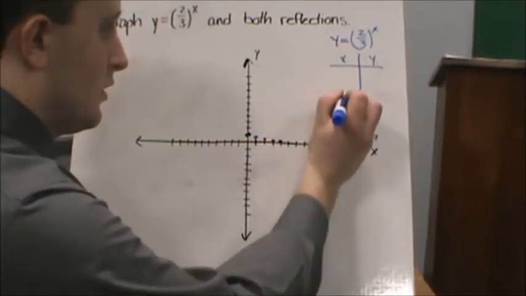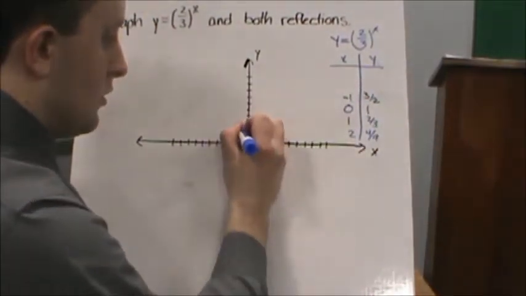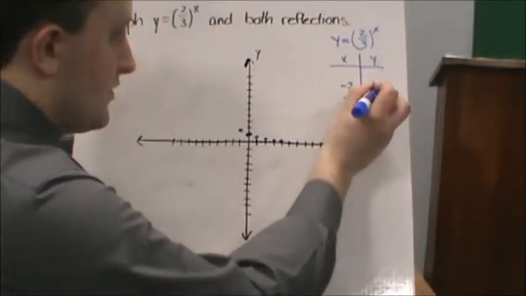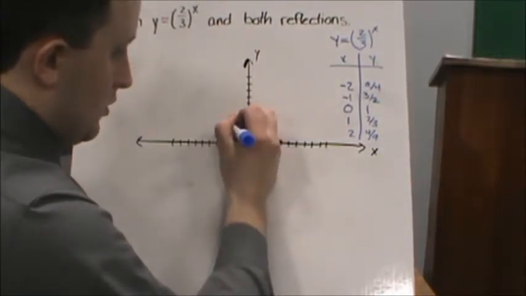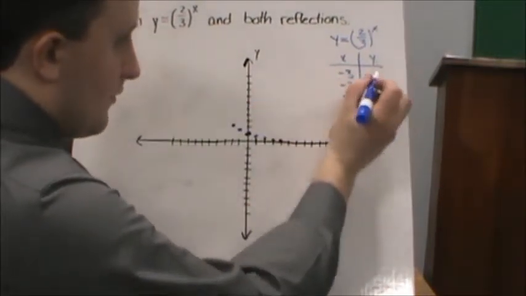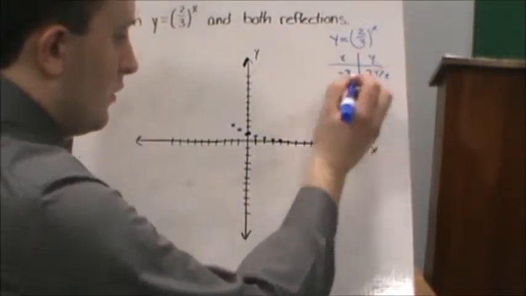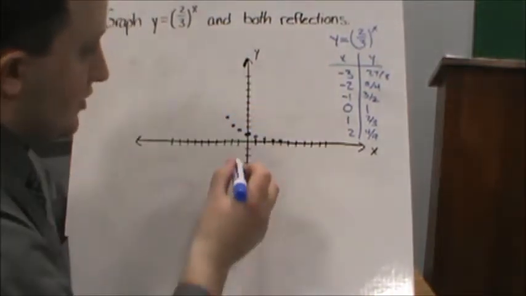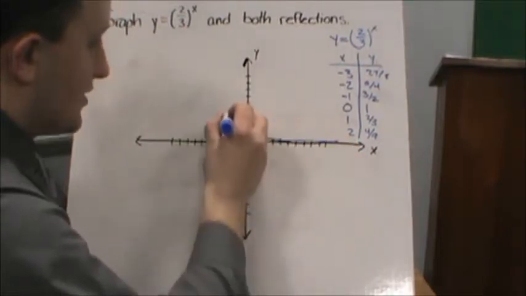Likewise, if we have a negative 1, we're going to get a positive 3/2. Negative 2, a positive 9/4, which is just over 2. If we have a negative 3, we're going to get positive 27/8, which is just above 3. And you can see the trend here. We can graph our nice curve.